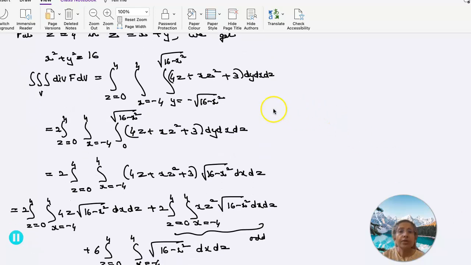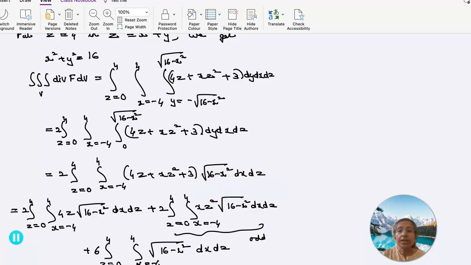So when you integrate with respect to y, the function of y is even, so it will be twice the integral of 4z plus xz squared plus 3 within the limits z equal to 0 to 4, x equal to minus 4 to 4, and y from 0 to root 16 minus x squared because the function in y is even. And now integrating, you get this as 4z plus xz squared plus 3z within the limit 0 to root 16 minus x squared, integrating with respect to y, and dx dz.